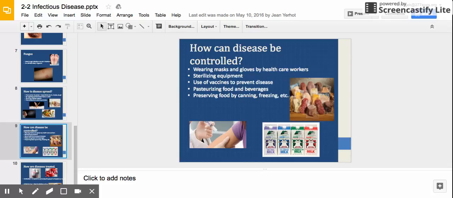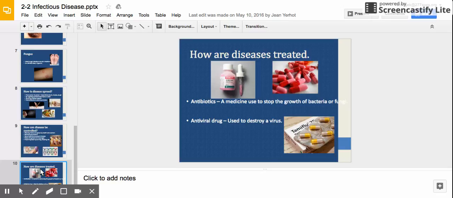A vaccine is an injection of a small amount of disabled virus that won't make you sick, but teaches your body to recognize that pathogen. Pasteurizing food and beverages, so heating them up to a temperature high enough to kill any bacteria living in that food. And then preserving food by canning it, freezing it, keeping it in the refrigerator, all sorts of things.